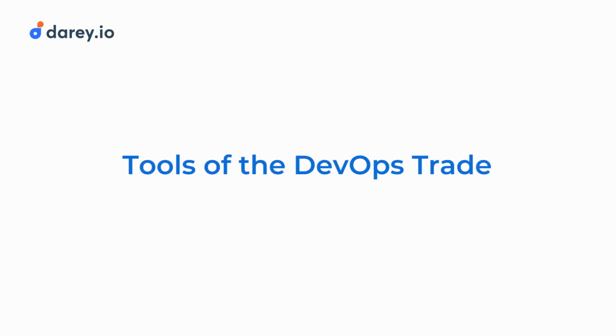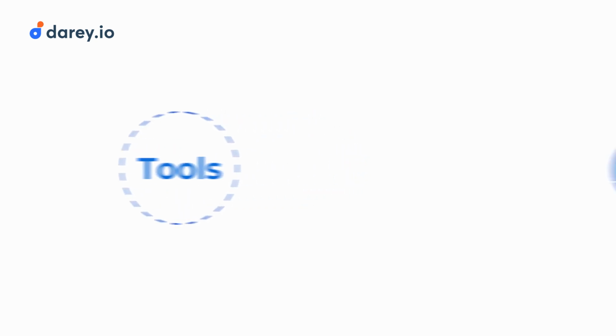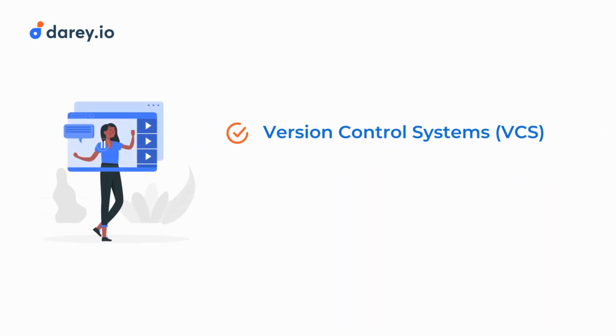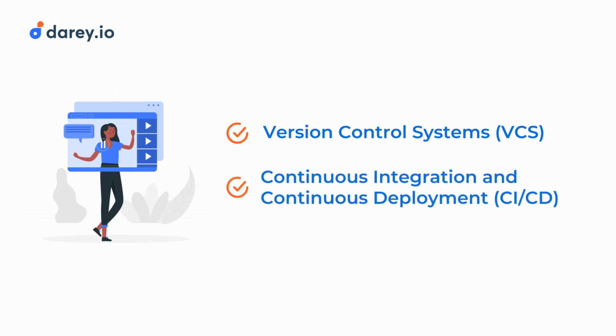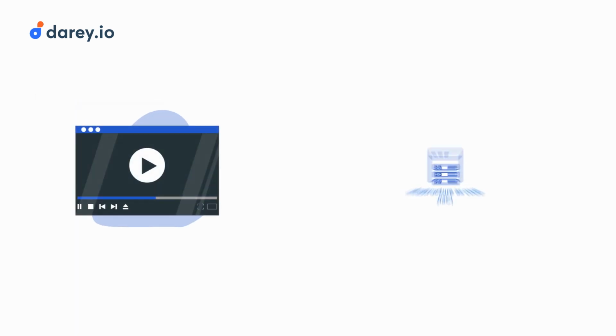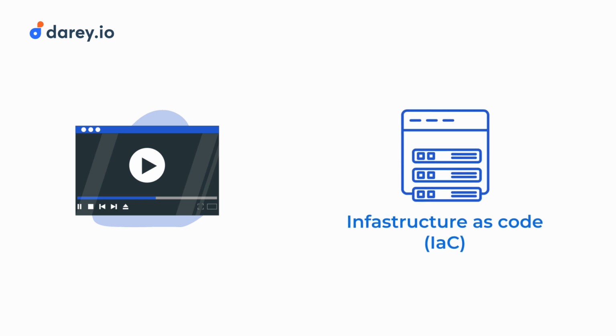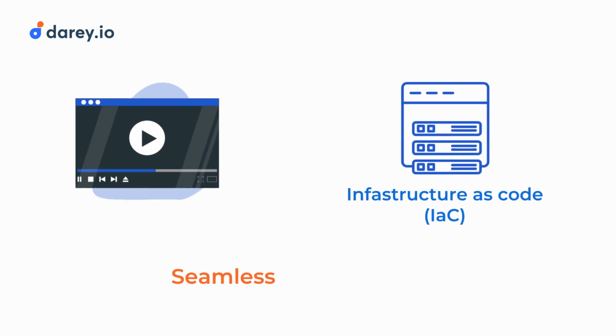Welcome back to our series, Tools of the DevOps Trade, where we explore the various tools that help drive successful DevOps practices. In previous videos, we've discussed version control systems and CI/CD. In this video, we'll explore what infrastructure as code is and understand how all the concepts work together to create a seamless, efficient DevOps environment.